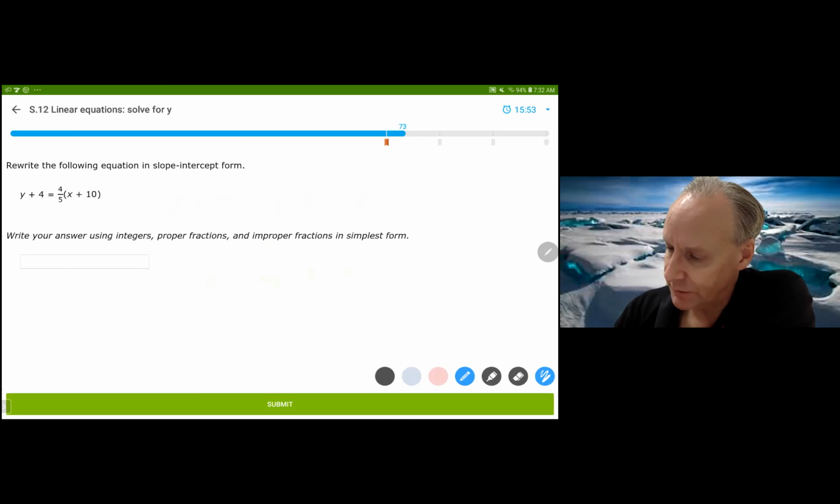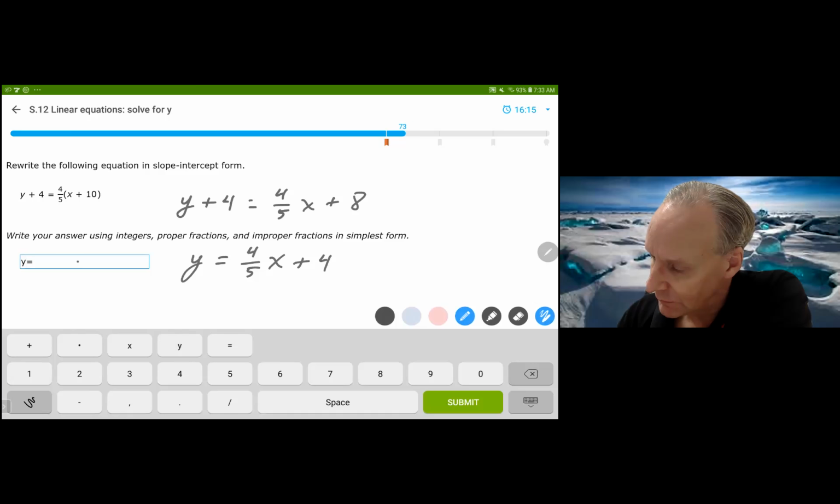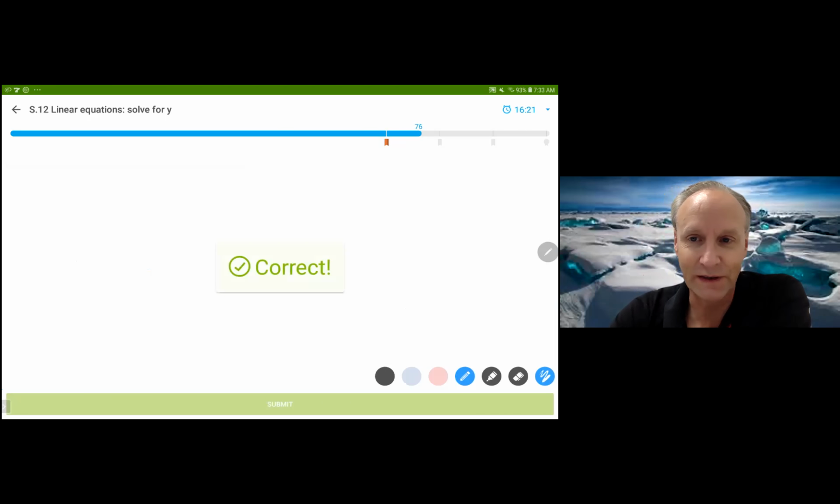All right, distribute your 4/5, and we get y plus 4 is equal to 4/5 x. When you multiply 4/5 times 10, you get 8. If you need to do the work on the side, go ahead. Subtract the 4 from both sides, and we get y equals 4/5 x plus 4. I just subtracted the 4 from both sides. Don't have to space out the addition. Might be a good plan, just so you don't forget to do the subtraction.